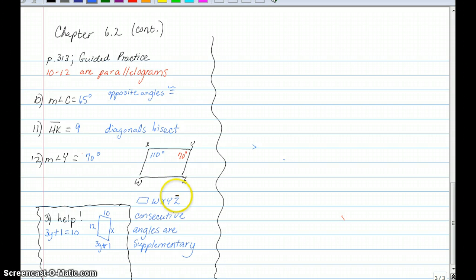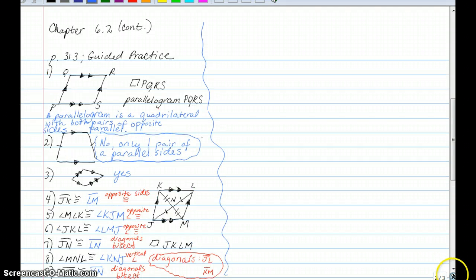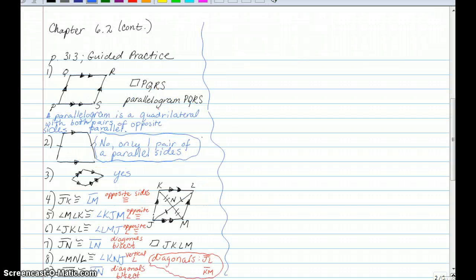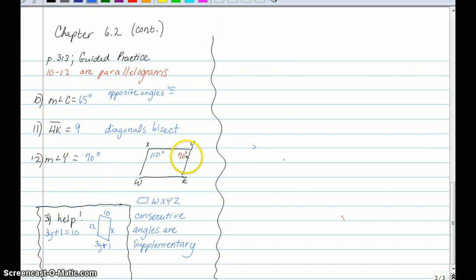When your angles are consecutive, you are going to have supplementary angles, meaning if you add 110 to a certain amount, it will give you 180. So you would say, okay, what's the measure of y? Well, 110 plus what gives me 180? That's 70 degrees. And that is this theorem right here. If a quadrilateral is a parallelogram, then its consecutive, again, that's a very important word, consecutive angles are supplementary, meaning they equal 180 degrees. So if we come back down, we can see that 110 and 70 does in fact equal 180 degrees.